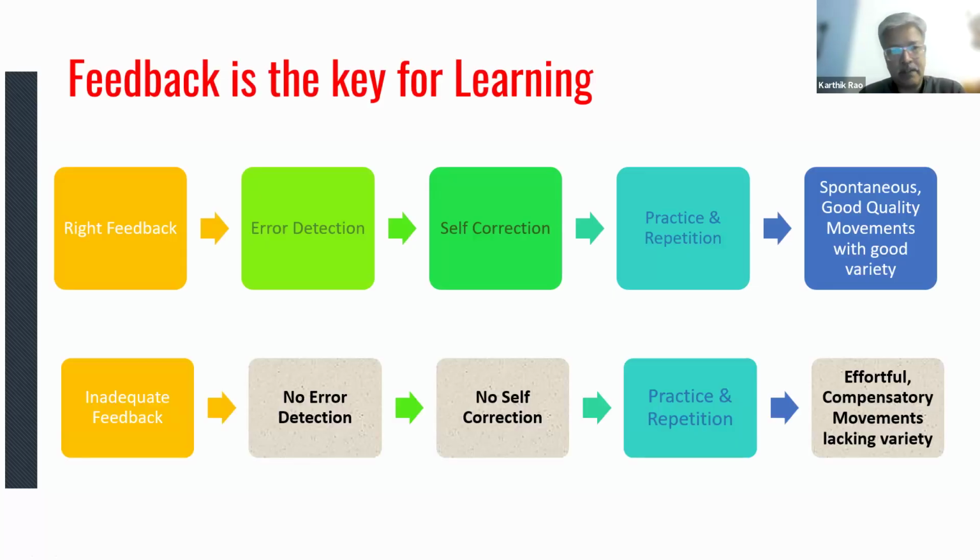Whereas inadequate feedback leads to no error detection, because I don't know whether what I'm doing is right or wrong. So I'm not going to correct myself, but I still continue to do that, right? So a person with, let's say, a circumduction gait is going to continue walking that way without knowing that this is not the right way of walking, or he thinks he's walking the right way. Then he's going to continue doing that. So the practice and repetition is still going to be there, and it's going to lead to effortful compensatory movements.